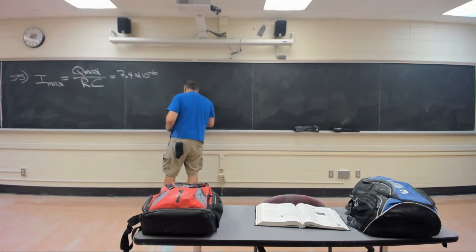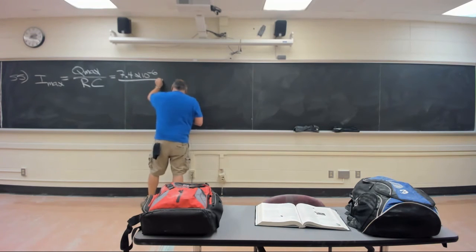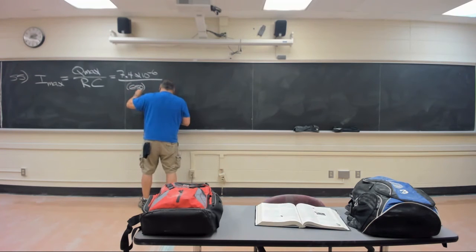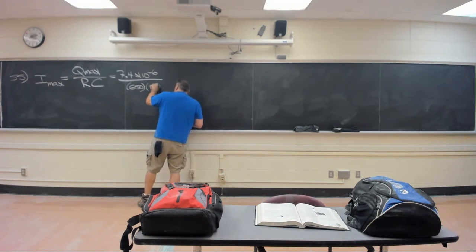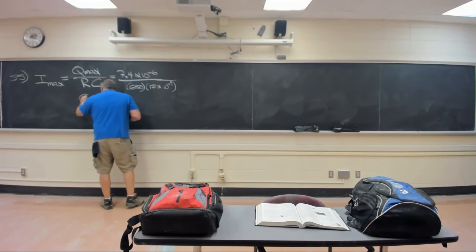7.4 times 10 to the negative 6 coulombs, or 7.4 microcoulombs. The resistance is 650 ohms. The capacitance is 12 nanofarads. We got it.